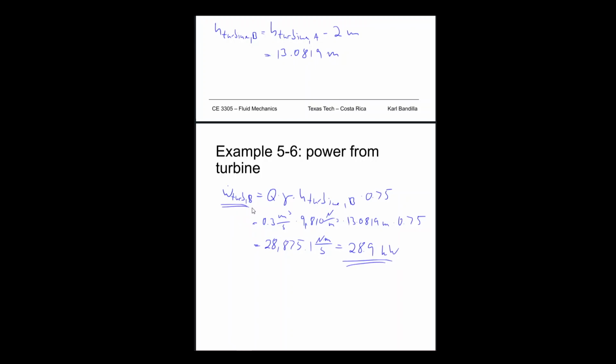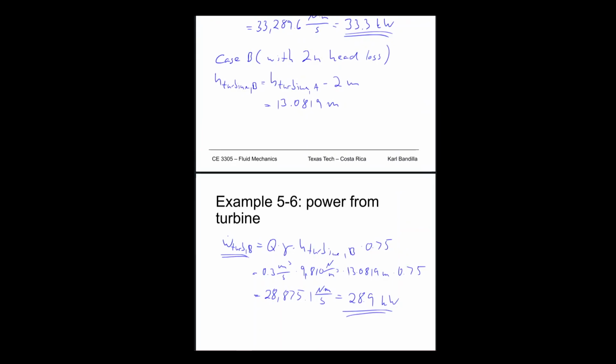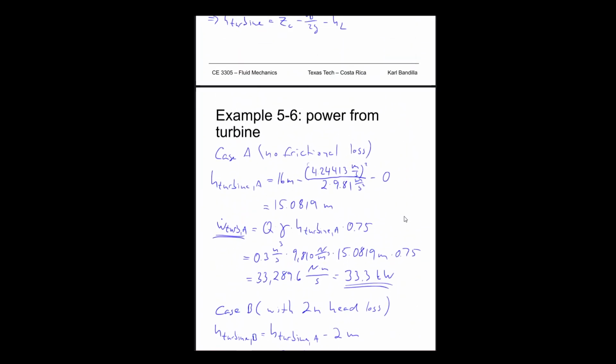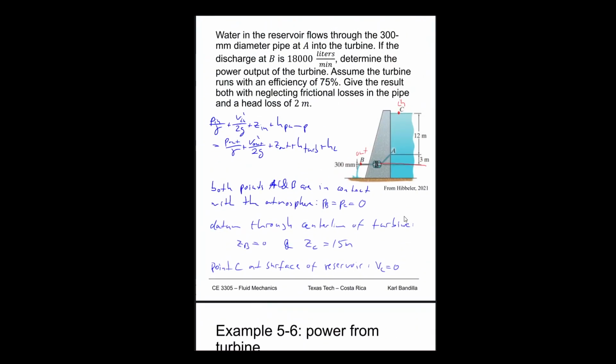All right, so by going from neglecting frictional losses to a head loss of 2 meters, we lost about, what, 5 kilowatts? 3 kilowatts, somewhere there, 29, 23, yeah, so somewhere around 10-15% reduction in our power output for our little dam here.